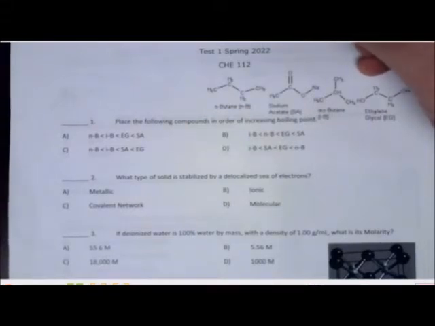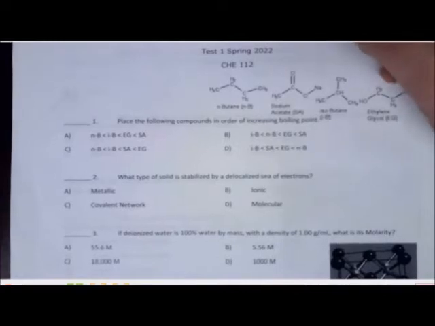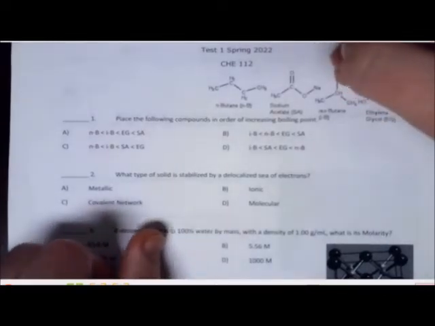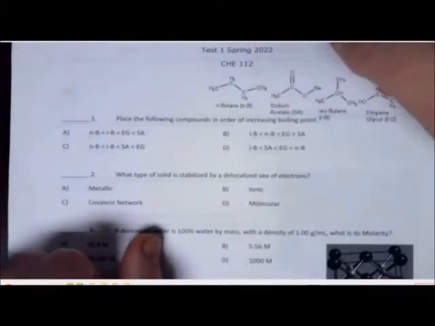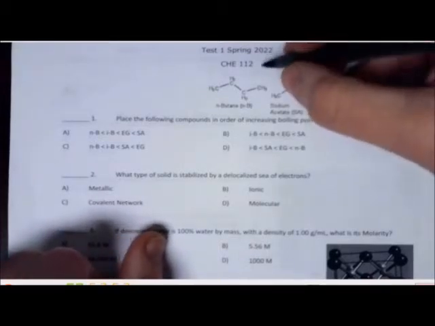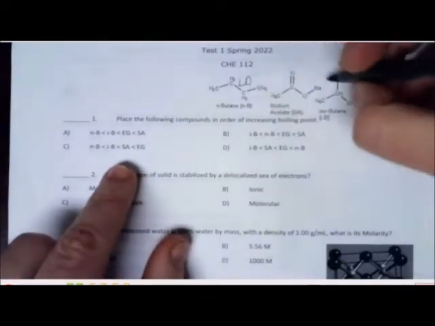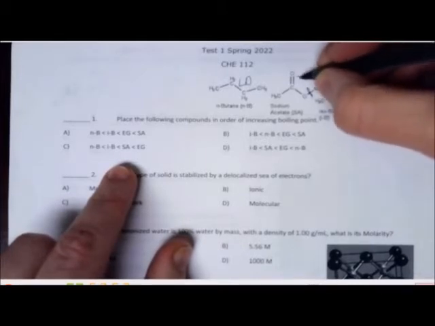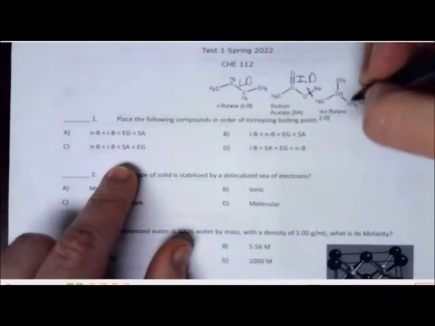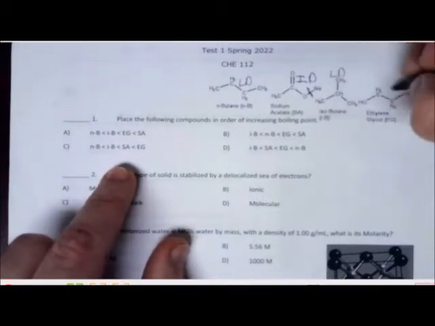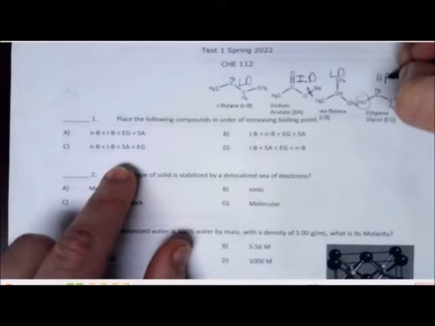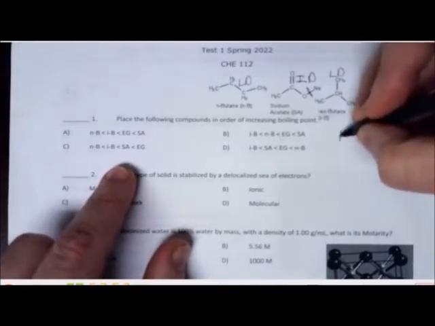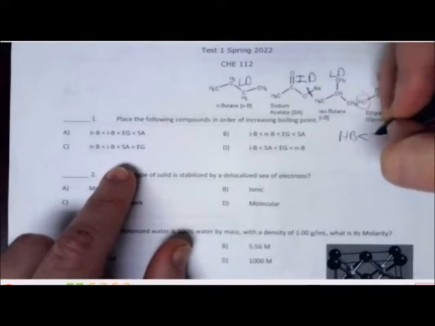Number one, place the bond compounds in order of increasing boiling point. So you want to check on the forces. We have dispersion, we have dipole/hydrogen bonding, and we have ion dipole. This one's just London dispersion forces, butane. This one, because we have the oxygen sodium, we're calling that ion dipole. Isobutane, also London dispersion forces. And ethylene glycol, because of the OHs, that's hydrogen bonding. So no matter what, you should have the hydrogen bonding and the ion dipole at the highest.